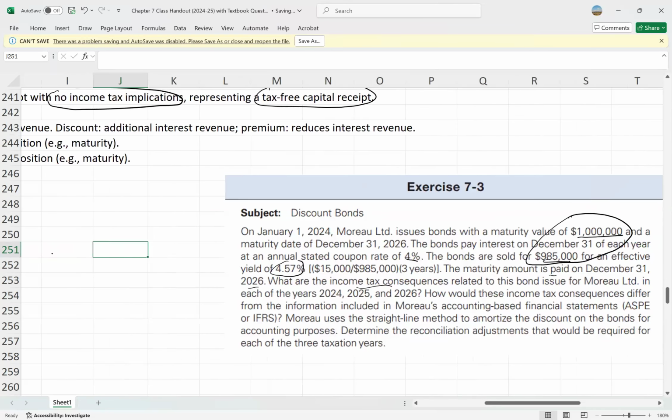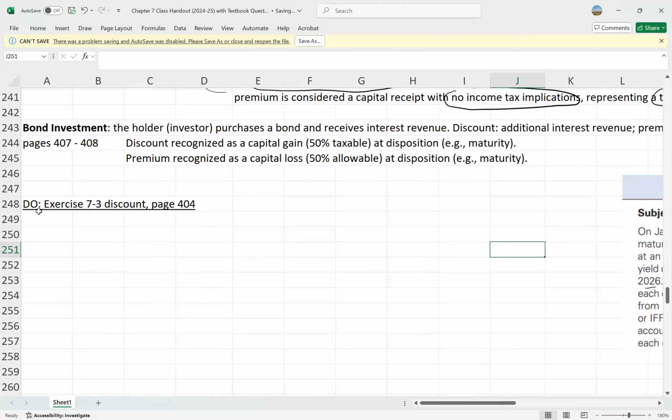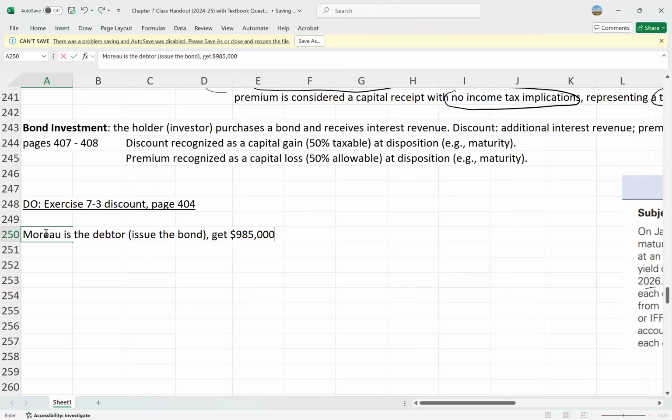And so Moreau is the debtor. They're the ones issuing the bond. So they're going to get 985,000, but then they have to pay back $1 million.